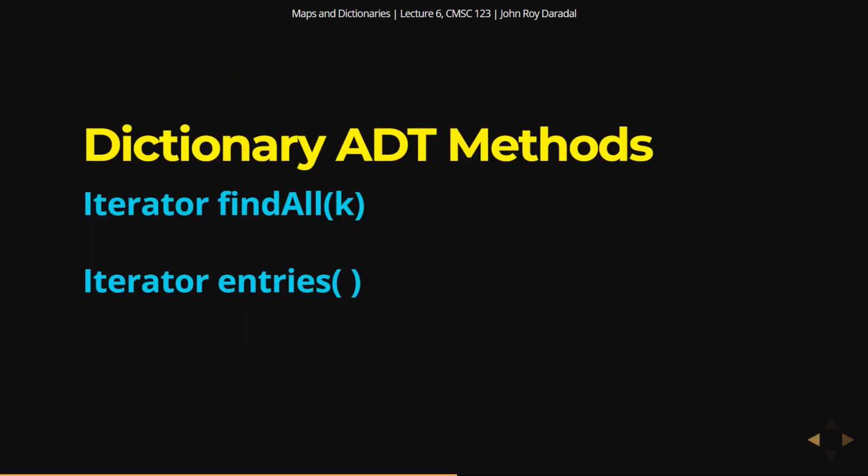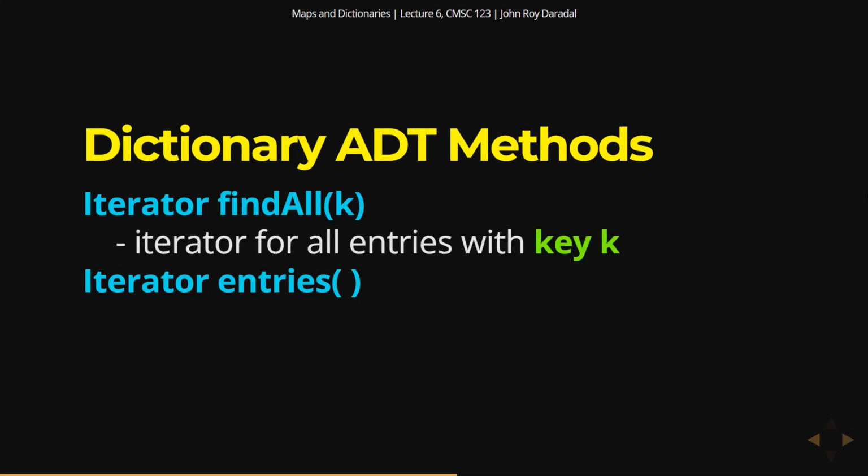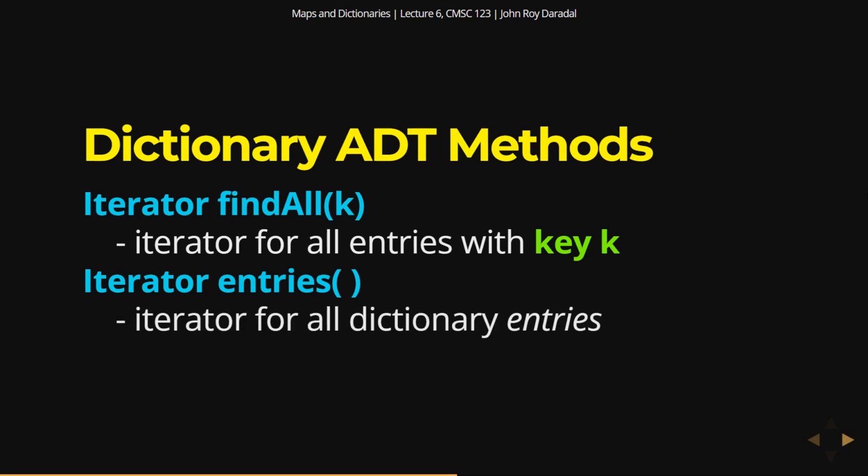Okay, next we have two iterator methods, findAll and entries. So findAll will take in a key k, and it will iterate through all entries that have this key. So if there are multiple entries with the key k, then it will go over each one through iteration. And then finally, for the entries method, it's an iterator for all dictionary entries regardless of the key. So it will just go through all entries. Okay, so that would be the set of dictionary methods.